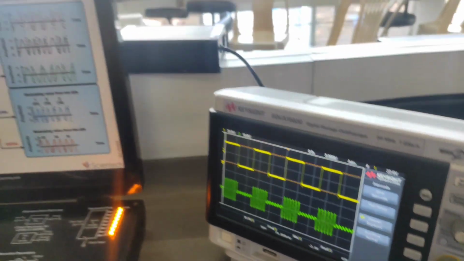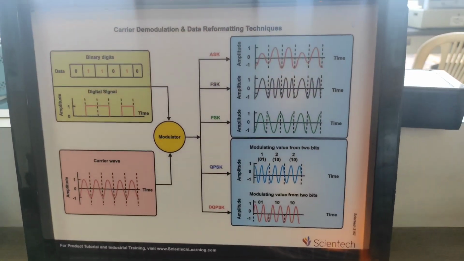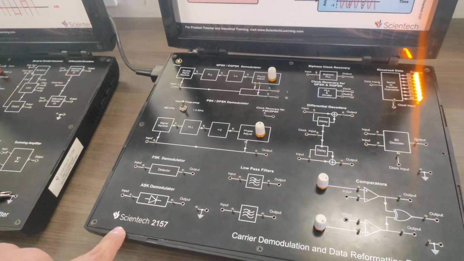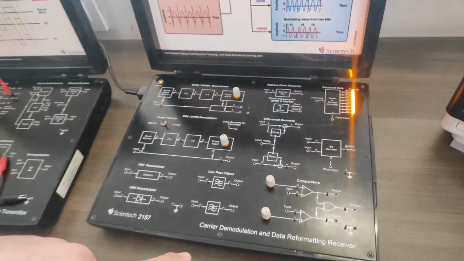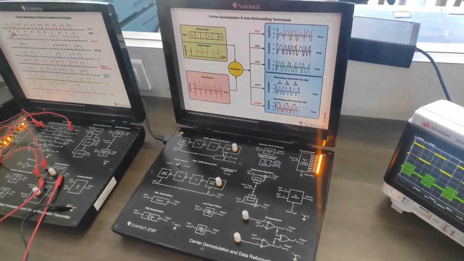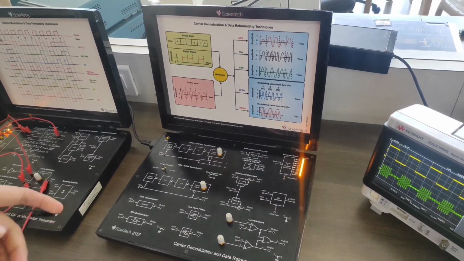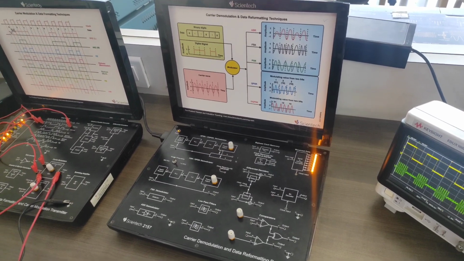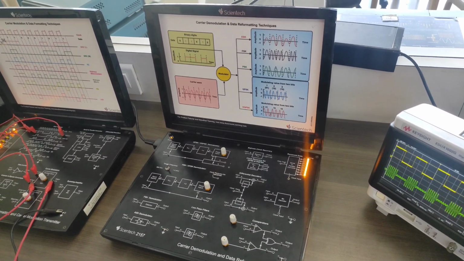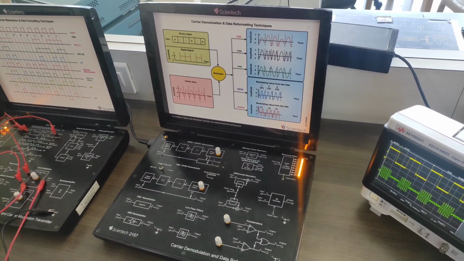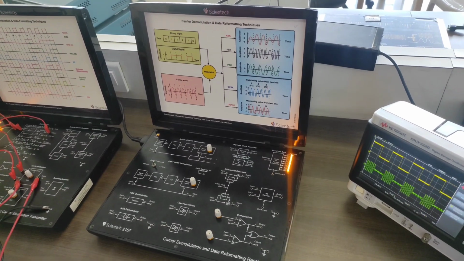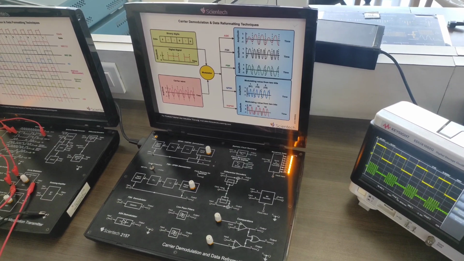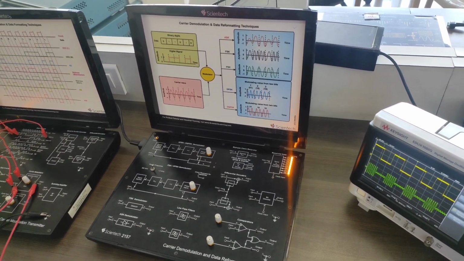So we can also see how to demodulate a signal. There is a kit called Scientech 2157, carrier demodulation and data reformatting receiver. In this we are applying the modulated signal to an ASK demodulator. The ASK demodulator is nothing but a diode which clips the negative part of the signal, which is then applied to a low pass filter.